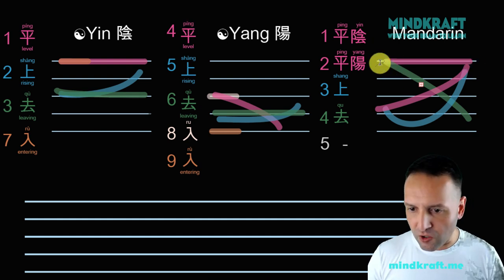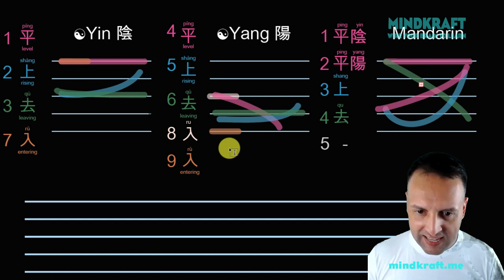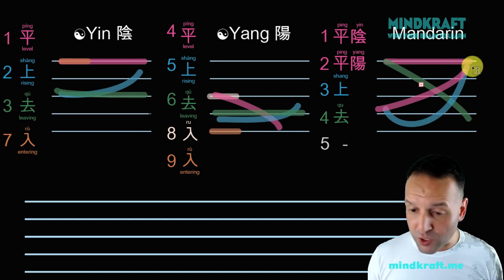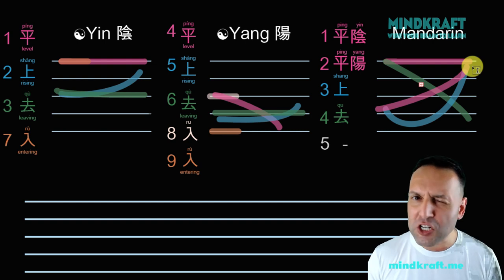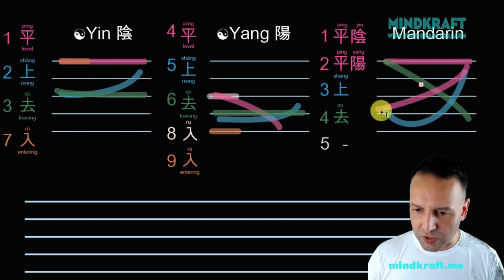Got it? And so again, in Mandarin, shi. So all of the rising ones in Cantonese just turn into the third tone in Mandarin. There are a few exceptions, but in general, you can have a pretty sure guess that if it's one of these rising ones, it's going to turn into the third tone in Mandarin.